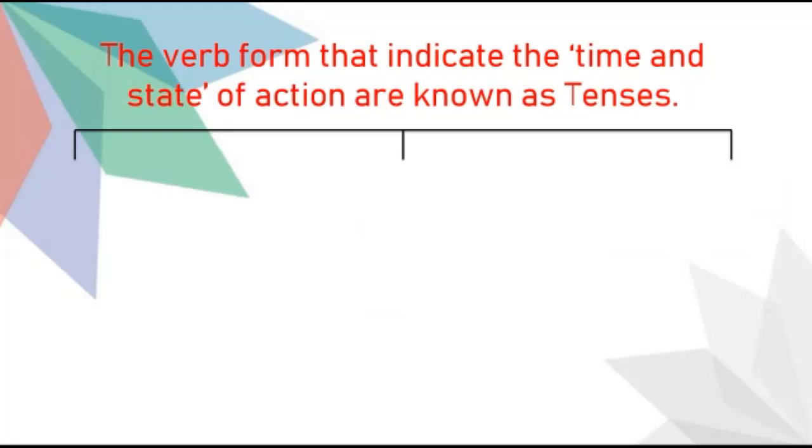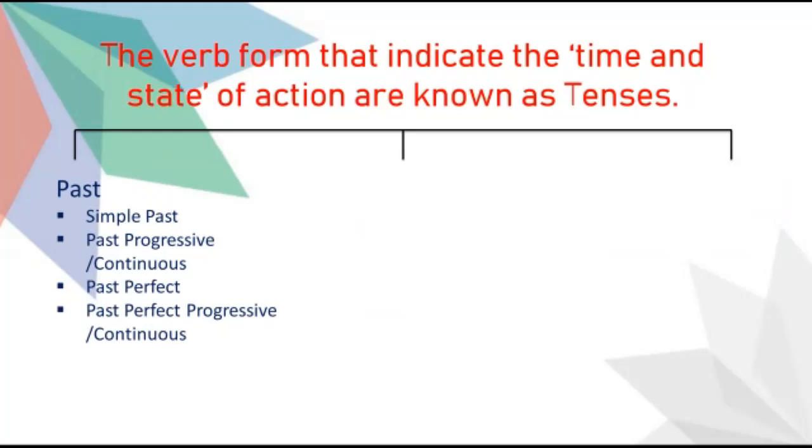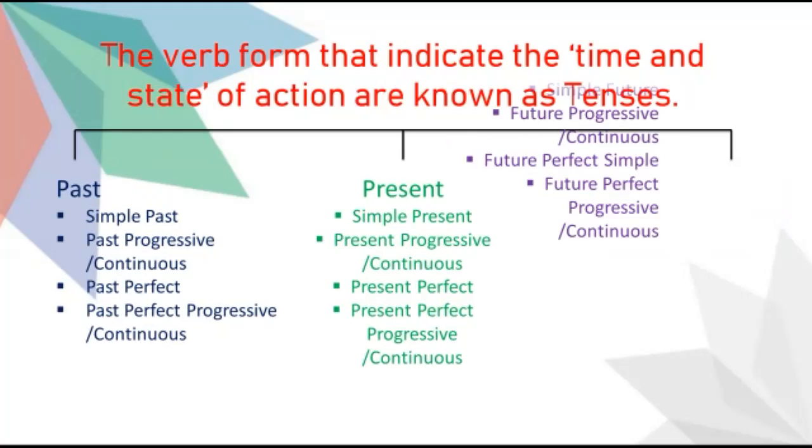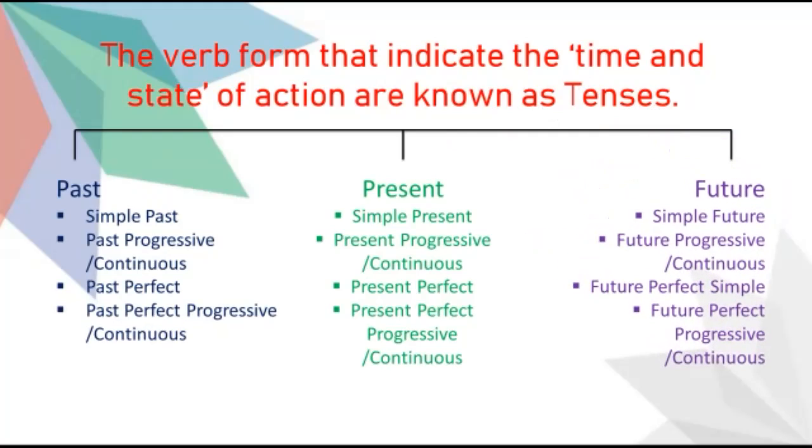The verb forms that indicate the time and state of action are known as tenses. Now, tenses are divided into three categories: past, present, and future. Each of them has four subgroups: simple, progressive or continuous, perfect, and perfect progressive or continuous. Let's see about them one by one.